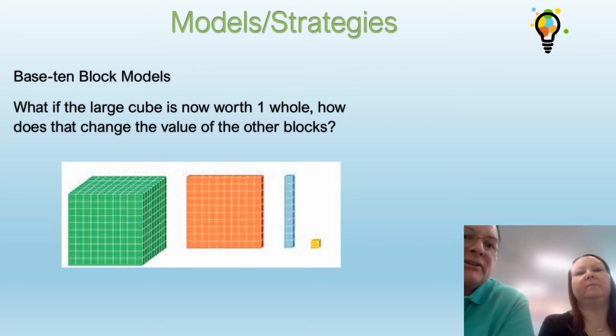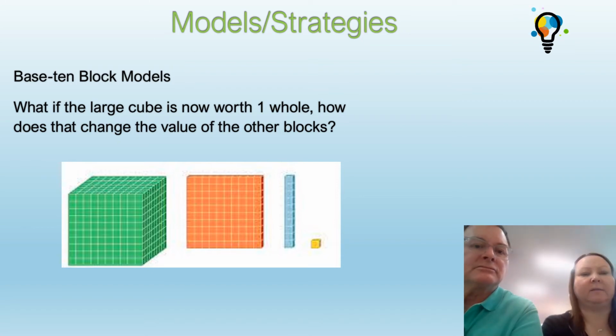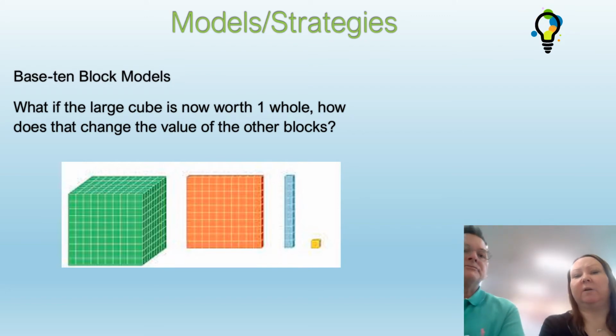Precisely. So if the large cube is worth 1 whole, the flat is worth 1/10, the rod is worth 1/100th, and the cube is worth 1/1,000th, and that's within the limits of the benchmark, because the benchmark is to the thousandths place in grade 5. But I can see that I can still see the 10 times relationship by using those models. Even if I needed to take that rod and put it on top of the flat, yes, I could do that. Yes. And then vice versa, going the other way.